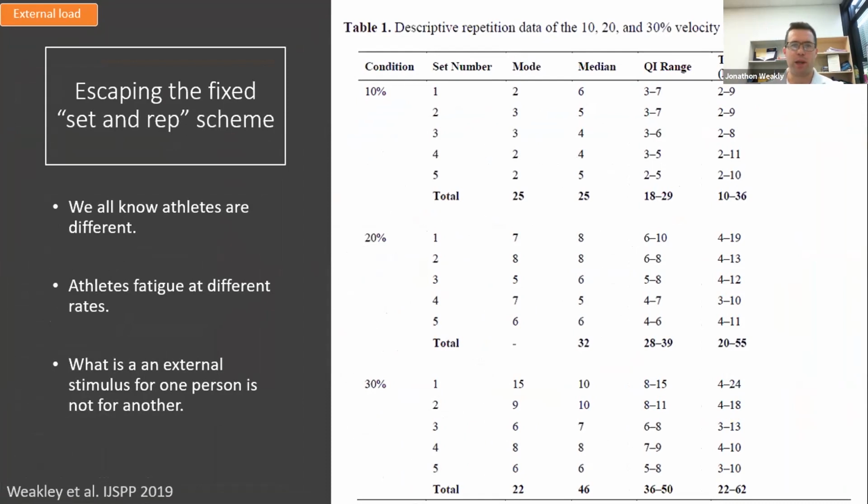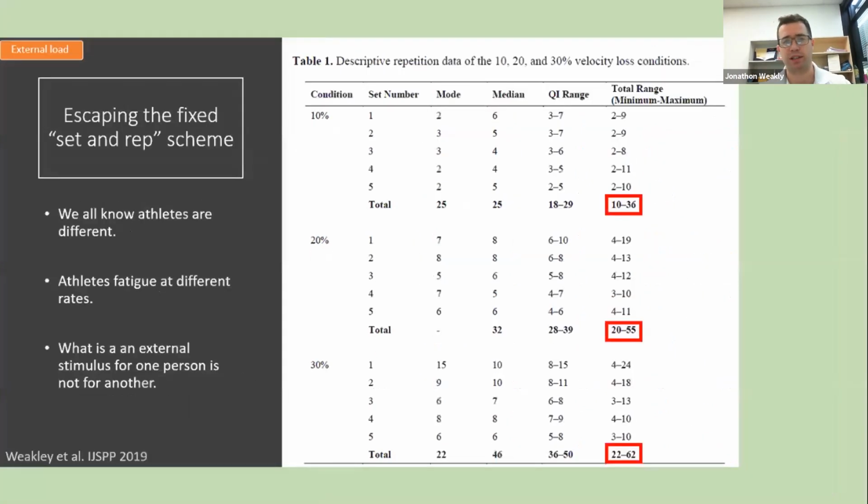So we know now that if we can control for the velocity loss threshold, we can embrace their differences. And it's true, they may have to complete different numbers of repetitions, but that's okay, because you're inducing the same amount of fatigue. You can see here, when you apply different velocity loss thresholds, athletes will complete very different amounts of repetitions. Say, for example, in the 20% condition, an athlete might complete 20 repetitions, and another athlete might complete 55 repetitions. In this example, this was exactly what happened with the sprinter and the endurance athlete. So we're allowing the external load to be dictated by their different characteristics.